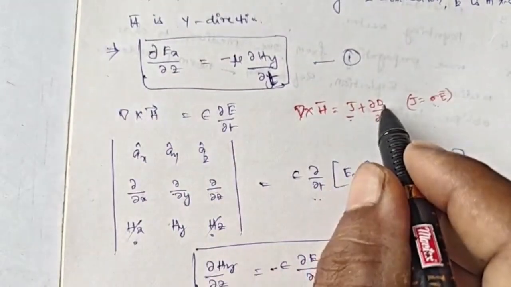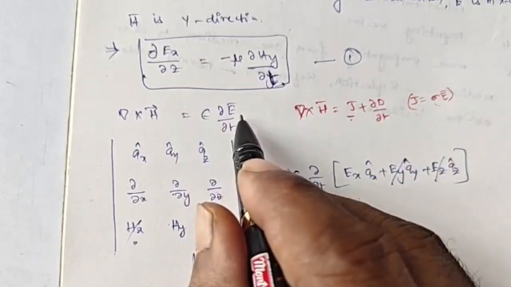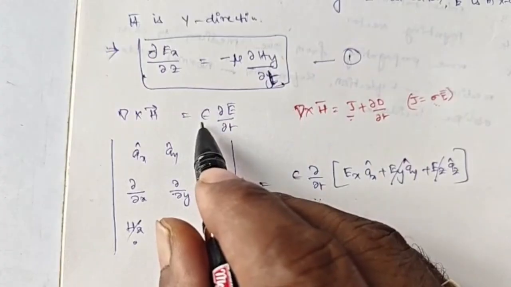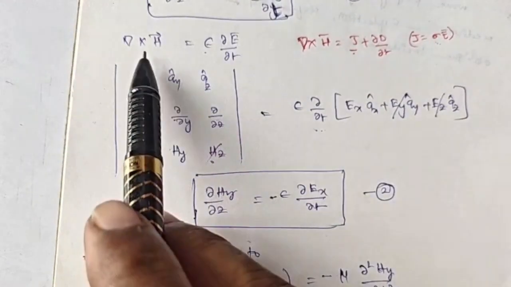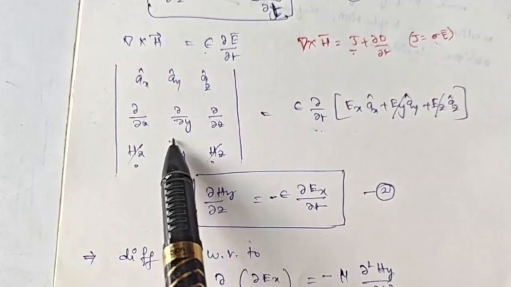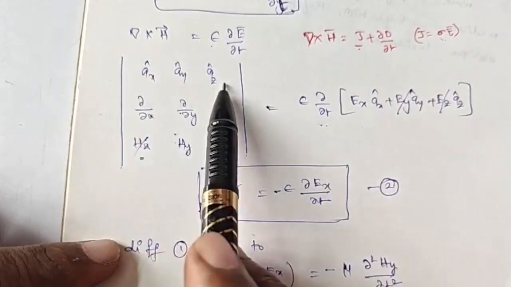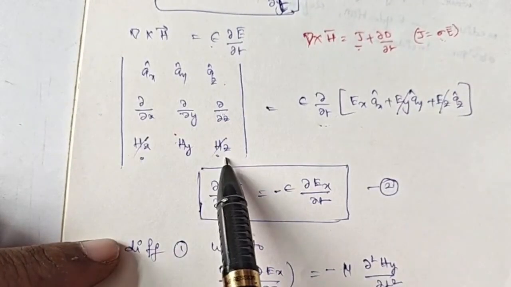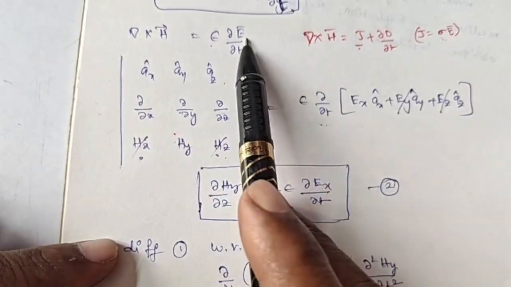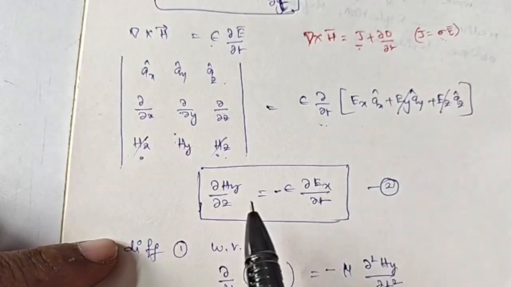D means electric flux density. In terms of electric field intensity, we can write epsilon into E. Epsilon is a constant, so I am writing it separately: epsilon dou E by dou t. Now expand this curl and this electric field. For the curl equation, the first row is the unit vector, the second row is the differential term, the third row is the magnetic field vector. And the electric field is a vector, so I am writing it in x, y, z components.